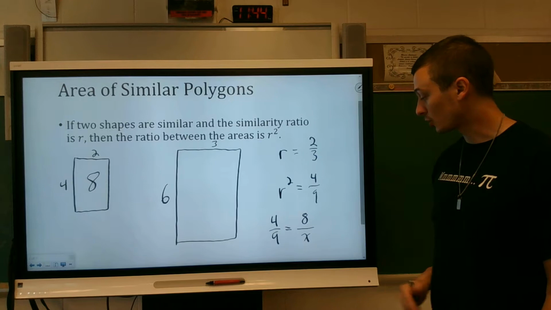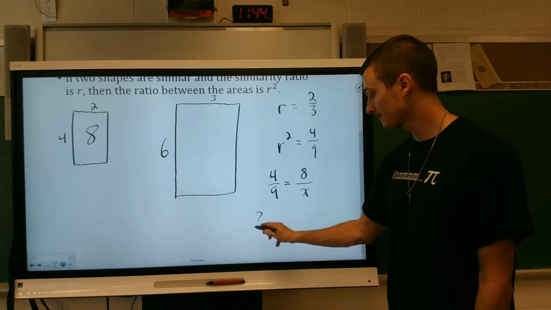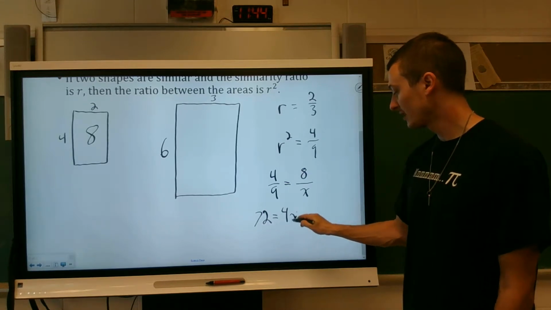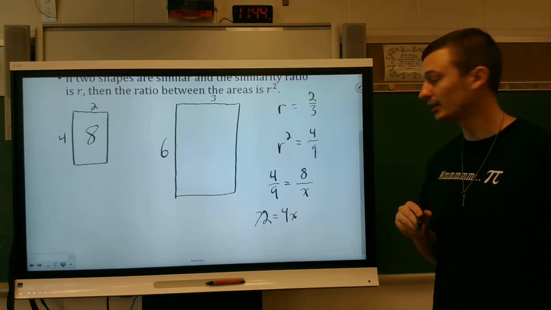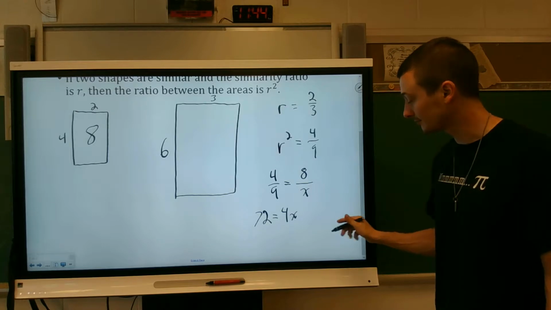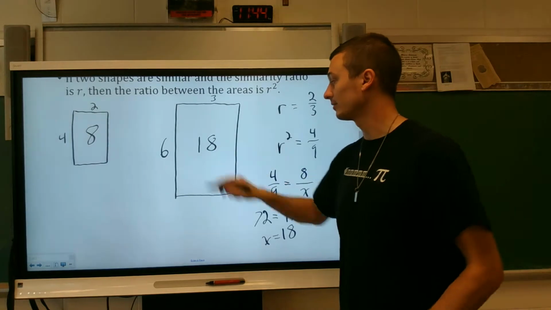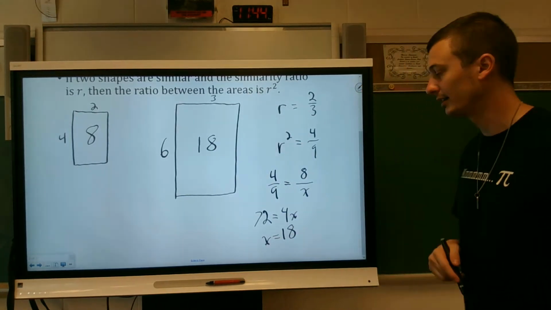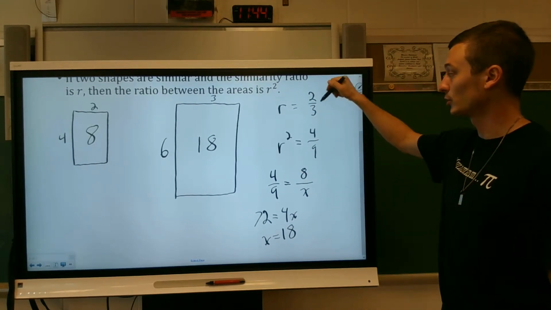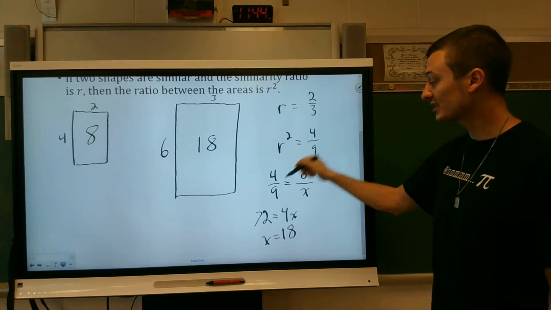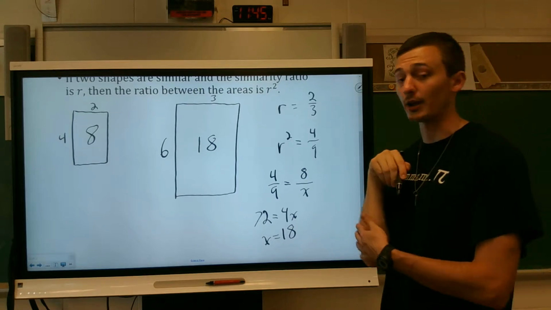So what I can do is take the cross product. 72 equals 4x. 72 divided by 4, I'll type that in my calculator, is 18, conveniently enough. So the area of this rectangle is 18, which we know to be true because 6 times 3 is 18. So that's the idea: I can take the ratio between the similar shapes, square it, and then set up a proportion to find the other area.